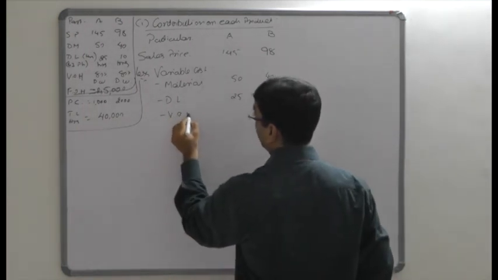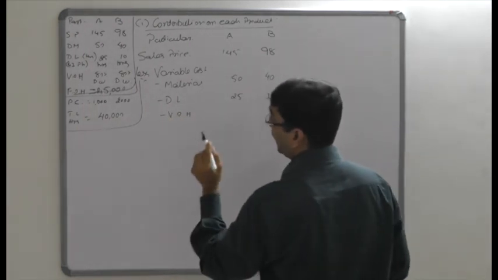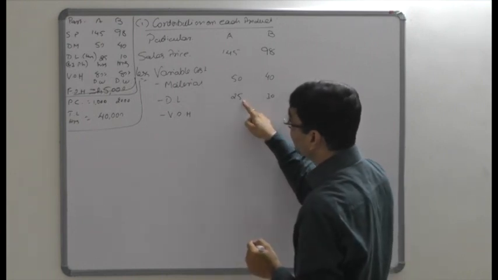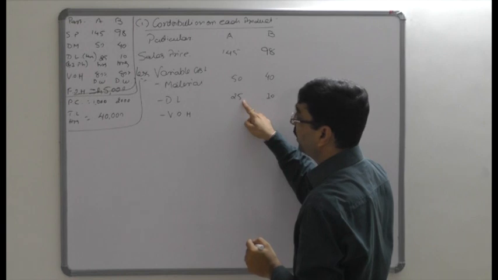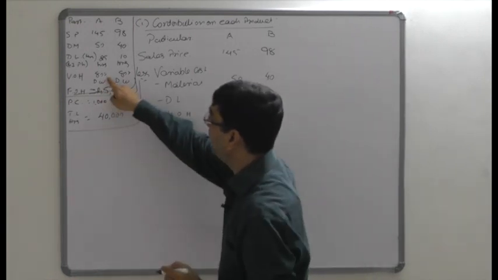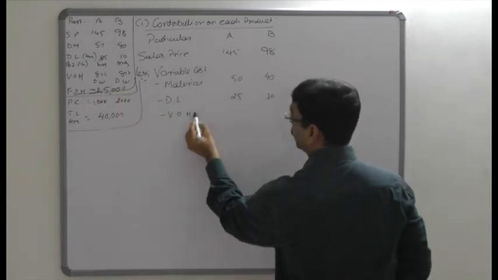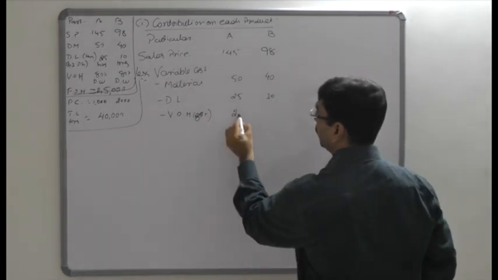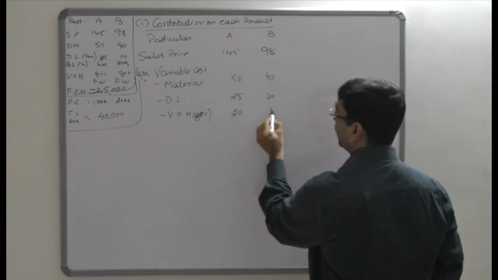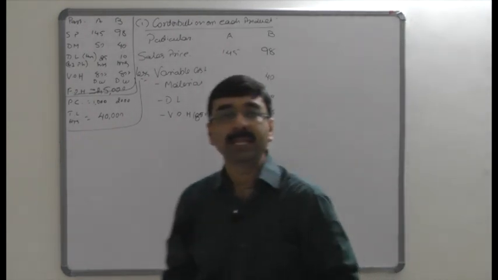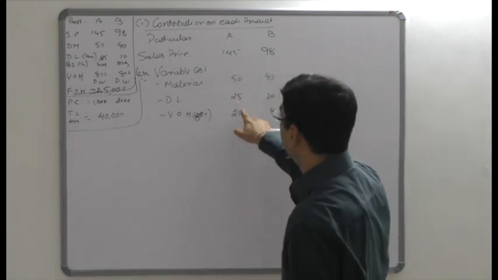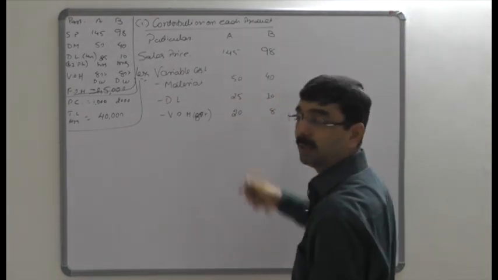Then variable overheads, one more variable cost is given, 80% of direct wages. So this is your direct labor, your direct wages, and variable overhead is 80% of direct wages. 80% of this comes to 20 rupees here, and here it is 8 rupees. The direct wages are here, and 80% of this is your variable overheads.